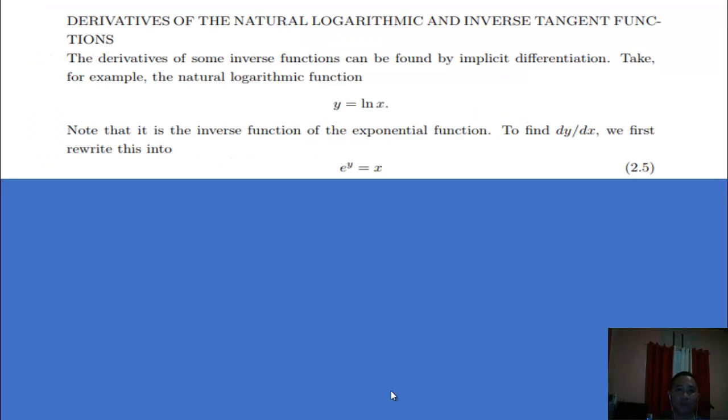Derivatives of natural logarithm and inverse tangent function. Ito ay napakasimple pero useful. Pero pag hindi mo siya sundan, malilito ka talaga.